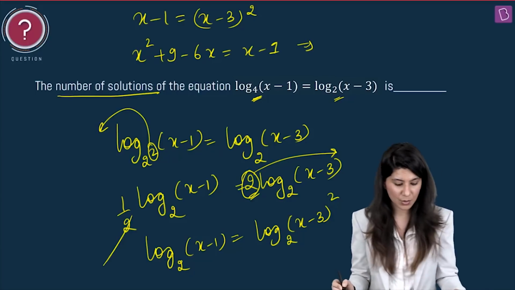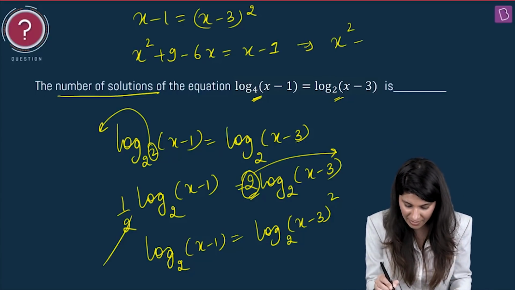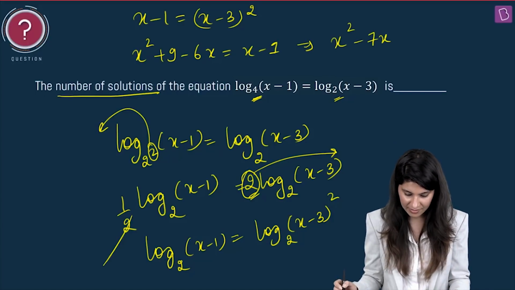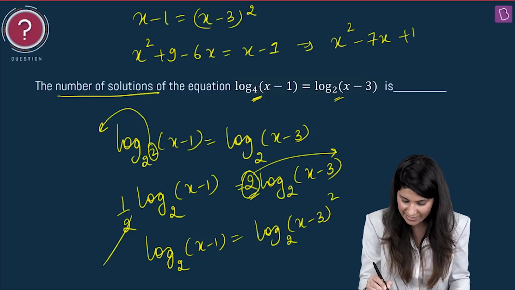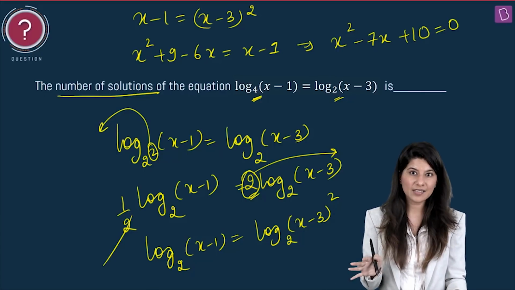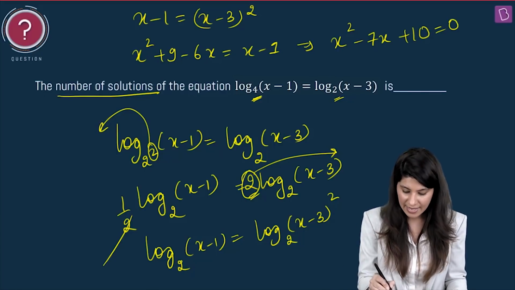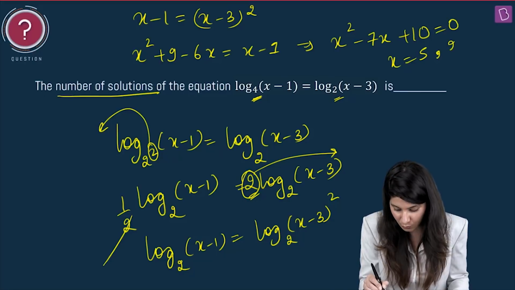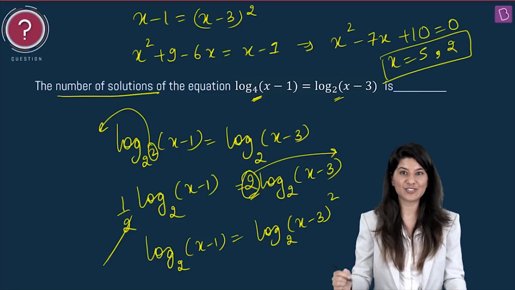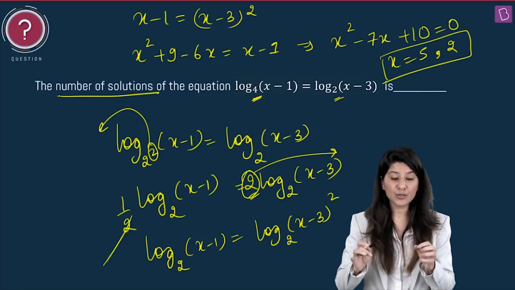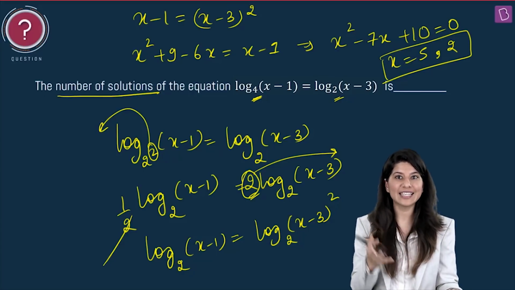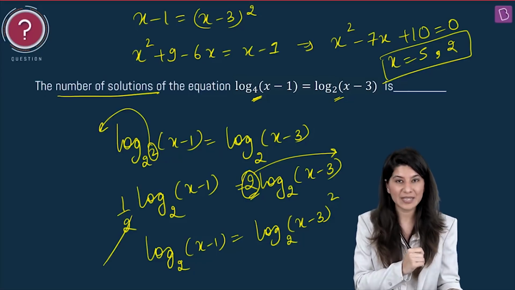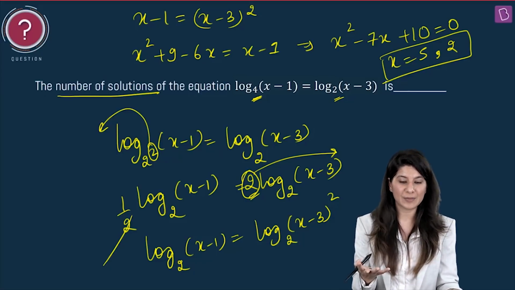If you solve it, what would you get? x square minus 7x plus 10 equals 0. Clear cut, two values are there, x equals 5 and 2. But wait, here is the catch in this question. Whenever you solve a logarithm question, always think about domain. In fact, I would say let's think about the domain in the first place before solving the question, right?